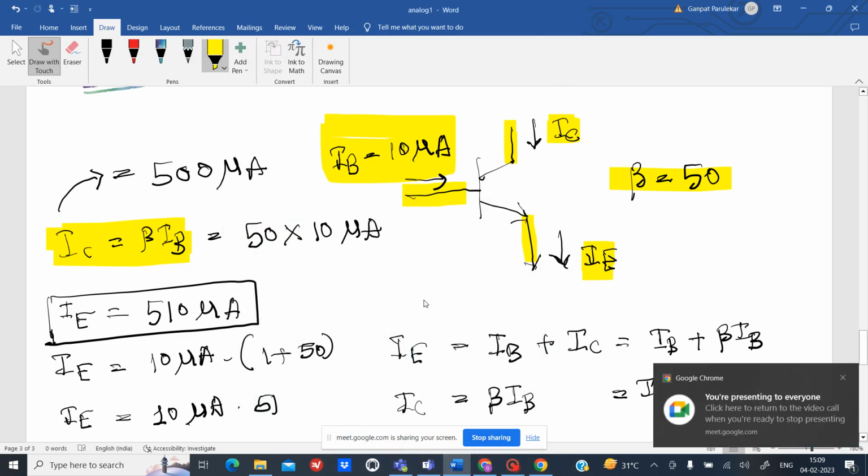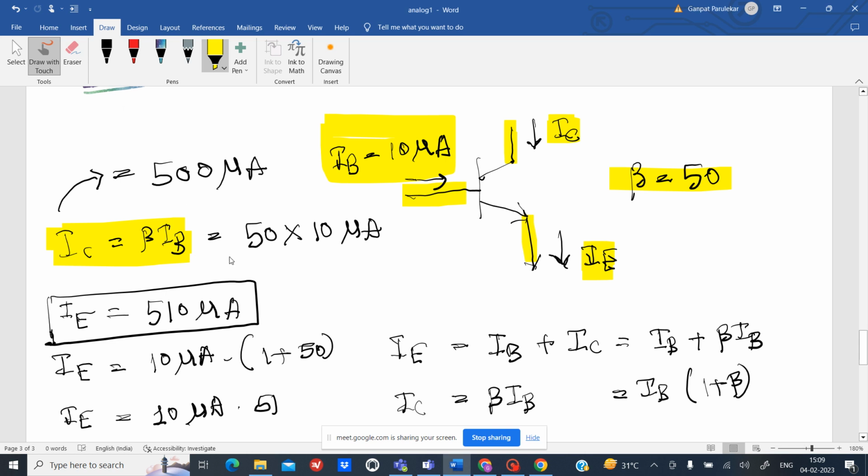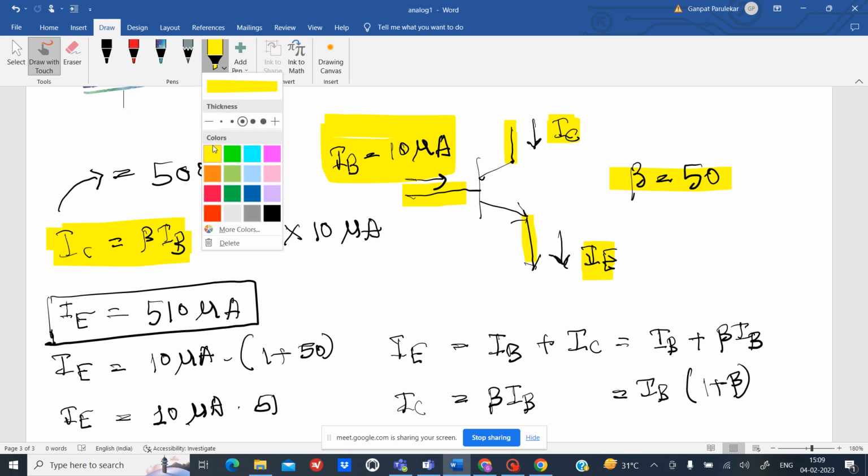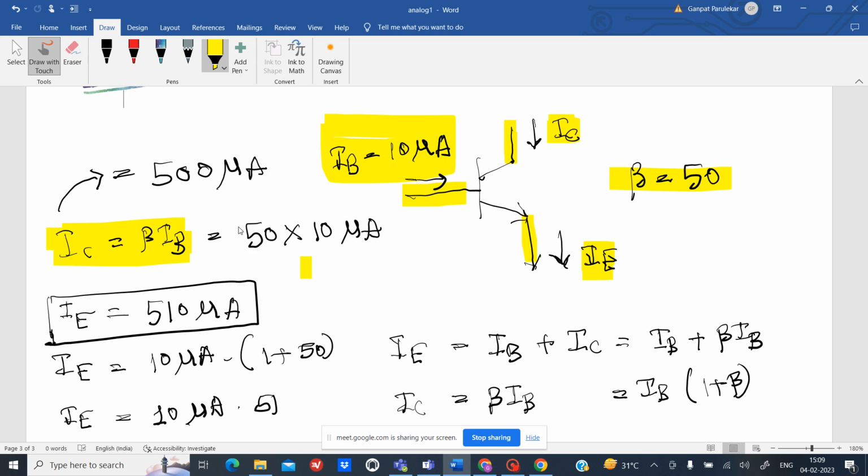So IC is nothing but beta into IB. Now we have the value of beta, that is 50, and the value of IB, that is 10 microampere. If you multiply 50 into 10 microampere, the answer will be IC is equal to 500 microampere. The question asked is what is the value of IC? So the value of IC is 500 microampere. This is the answer.